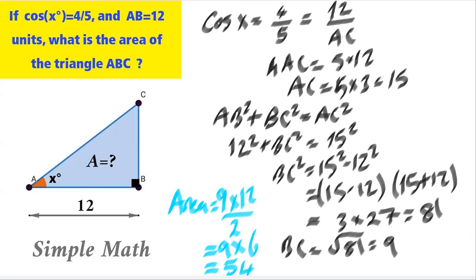And now for area, we can use base times height divided by 2. So base is 12, height is 9, divided by 2. Before we multiply, we can simplify to make it easier. So it will be 6, 9 times 6, 54.